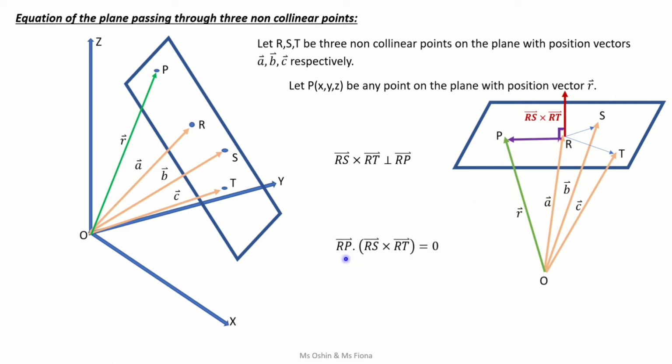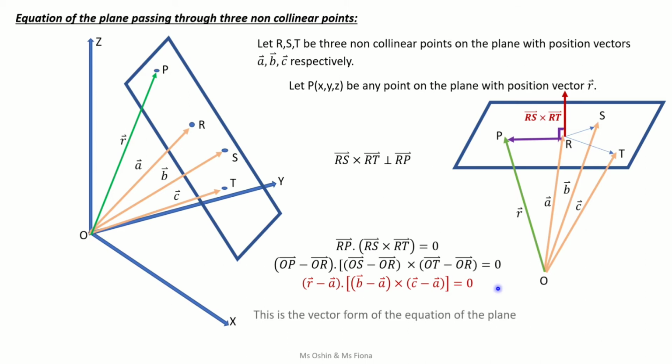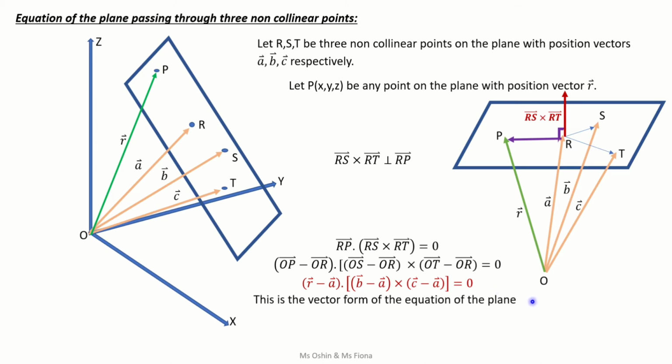We can write RP vector as OP vector minus OR vector, RS vector as OS vector minus OR vector, and RT vector as OT vector minus OR vector. Substituting OP vector as r vector, OR vector as A vector, OS vector as B vector, and OT vector as C vector, we get the following equation. And this is the vector equation of the plane.